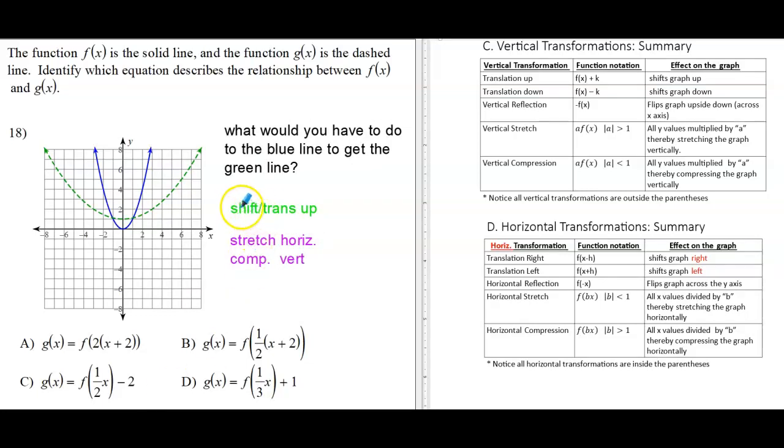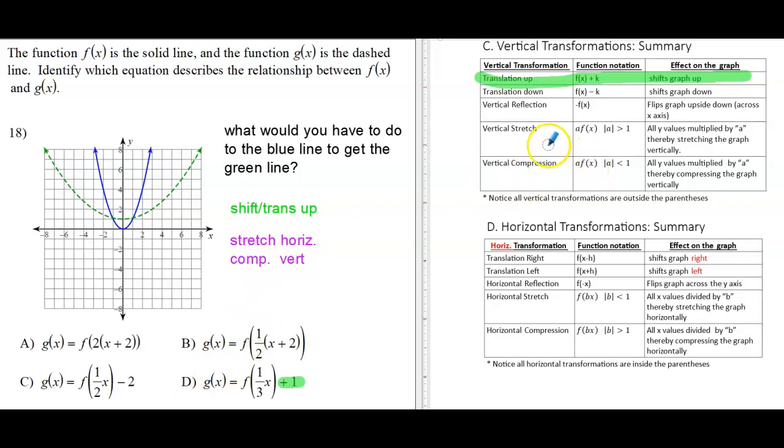So let's start off with the shift or translation up. That's this guy up here. And as you can see, we're adding a number outside of the parentheses, and I only see one option again, so it's right there. But as you can see, we still have to consider this just for practice here, but we already know the answer is D.